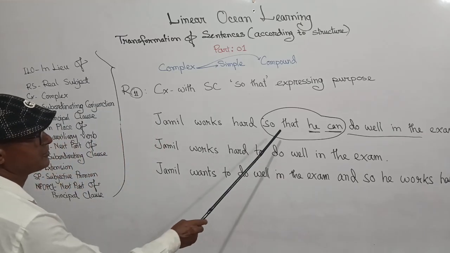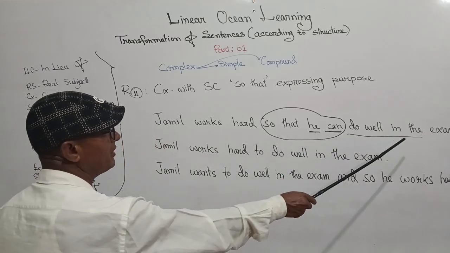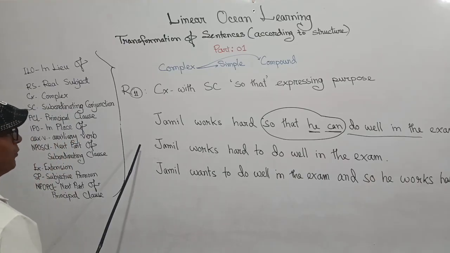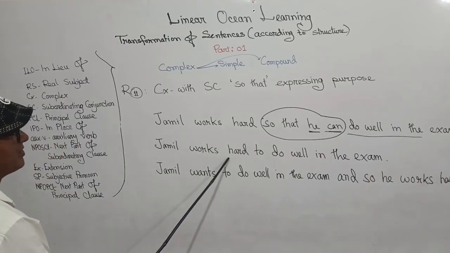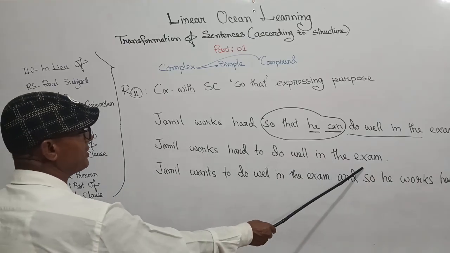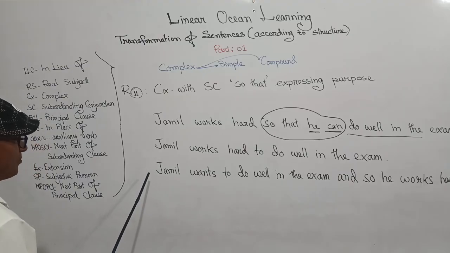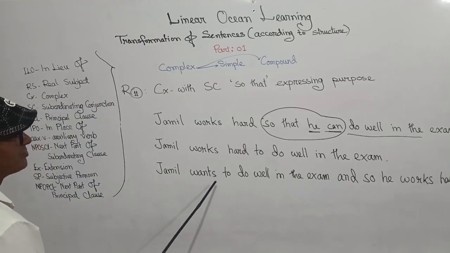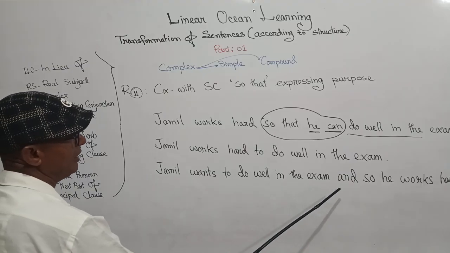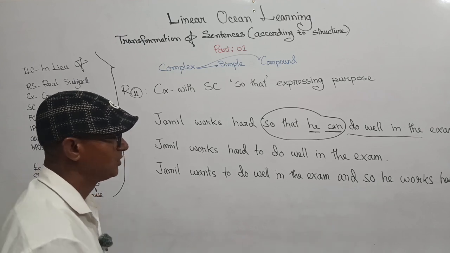Jamil works hard so that he can do well in the exam. The simple one is: Jamil works hard to do well in the exam. And the compound one is: Jamil wants to do well in the exam and so he works hard.